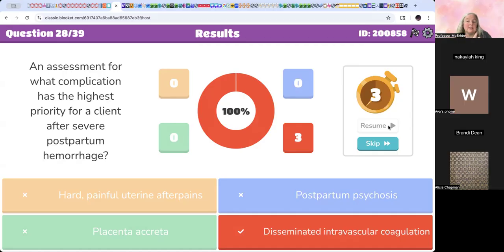The thing with DIC, guys, is that this is called a consumptive coagulopathy. Basically, all of the clotting factors are being used in places that aren't helpful. And so everything is bleeding. So what we might see is blood in the urine. We could see oozing at any injection sites. We could see petechiae on her skin where the blood pressure cuff is squeezing. Anything that could bleed is bleeding with DIC.